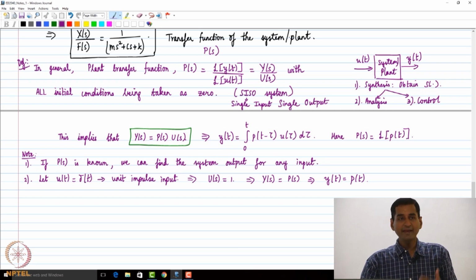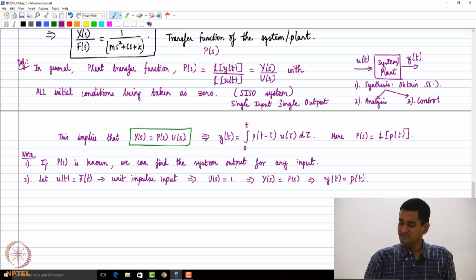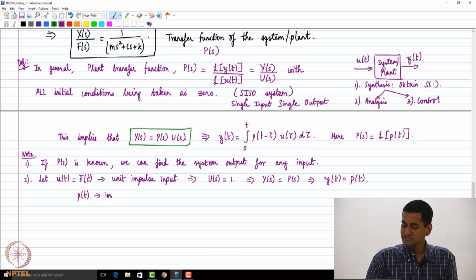So if you give any input and you calculate the corresponding output, that output is called a response, and an adjective can be added which corresponds to the specific input that you are providing. In this particular case, we are providing a unit impulse input to the system. So consequently, the output that we get is what is called the impulse response. So for that reason, p of t is the impulse response function.